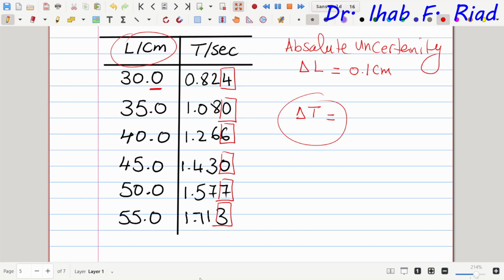Okay, so it is going to be 0.001 second. Either we get it from a measuring scale, like a vernier, a micrometer, a meter ruler, a digital meter, an analog meter, whatsoever, we know how to identify the absolute uncertainty. If we get it in a table like this, or tabulated results, then we also know how to identify the absolute uncertainty.